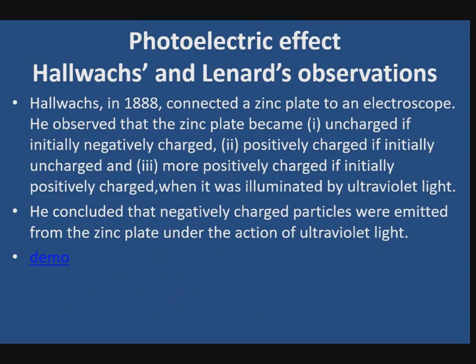This is the Hallwachs and Lenard observation. Hallwachs in 1888 connected a zinc plate to an electroscope. He observed that the zinc plate became uncharged if it was initially negatively charged. It becomes positively charged if it is initially uncharged, and when it was positively charged, it became more positively charged when it was illuminated by ultraviolet light.